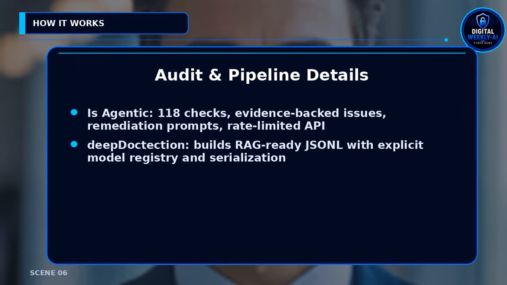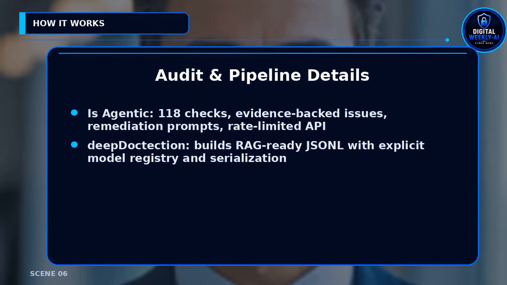Discovery is 20 points across 15 checks. Access is 30 points across 41 checks. Usability is 40 points across 56 checks. Payments is 10 points across 6 checks, totaling 118 checks. Reports include observed evidence, remediation prompts, and a read-only API with rate limits.